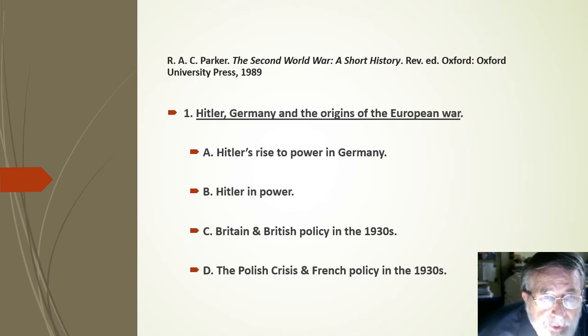This is about Chapter 1, which is a general overview of the political background to the origins of the European War. I've divided it into 4 bits. The first video today is on Hitler's rise to power in Germany. Then next week we'll talk about Hitler in power, and then move on to Britain and British policy in the immediate pre-war period, and finally the Polish crisis and French policy in the pre-war period.